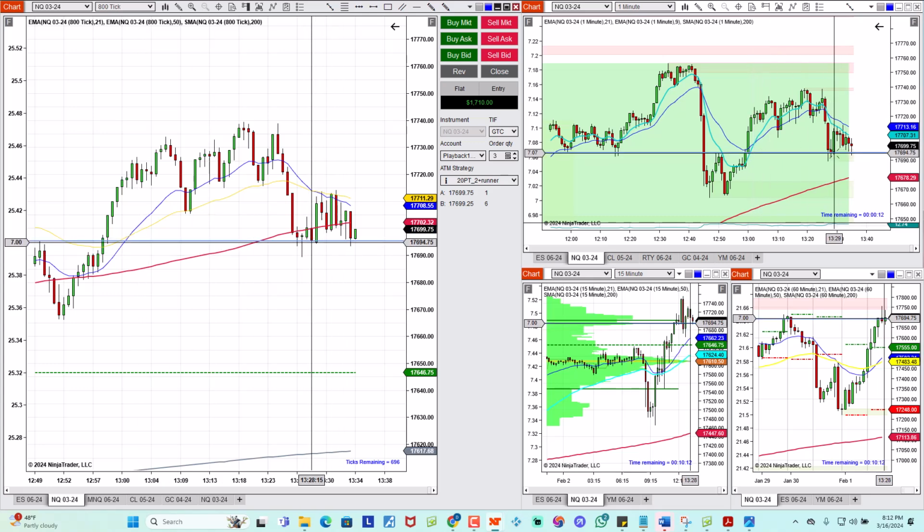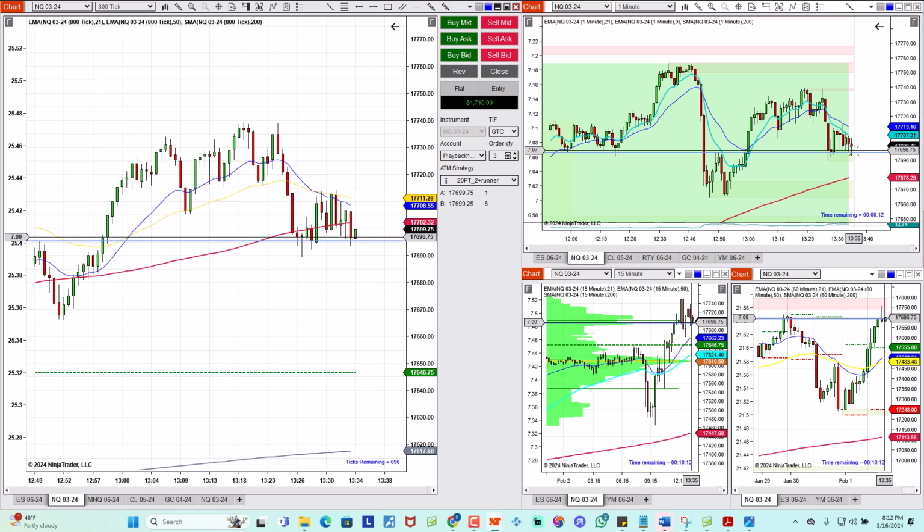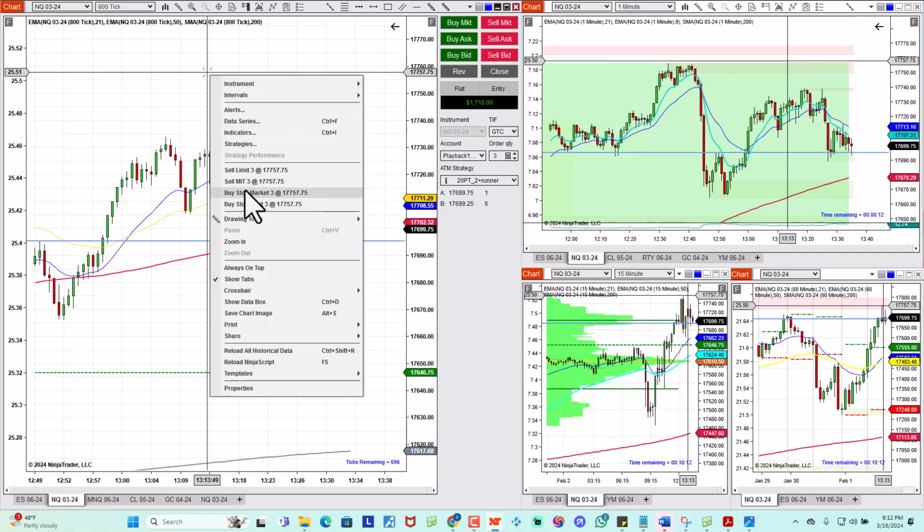Now you see it comes to the neck, it's playing around, right? I haven't taken the trade yet. I'm taking my time, right? But I am going to. So let me prep.